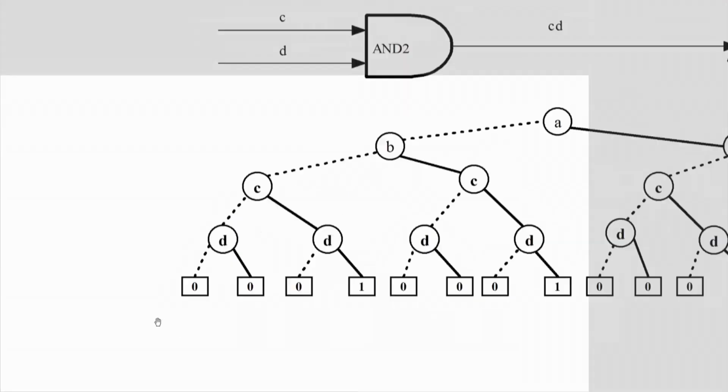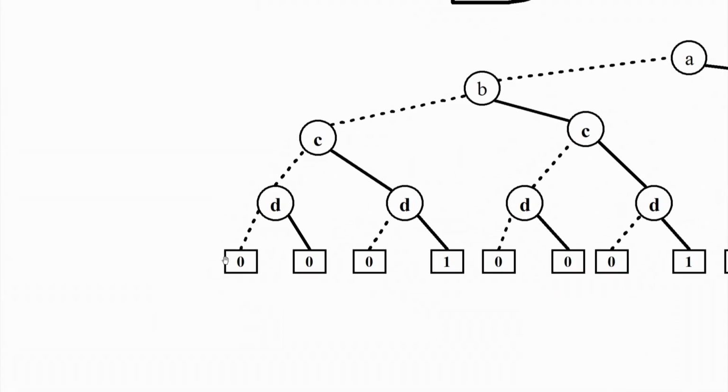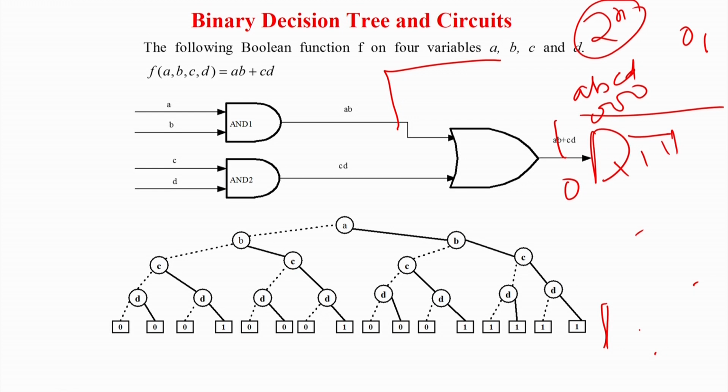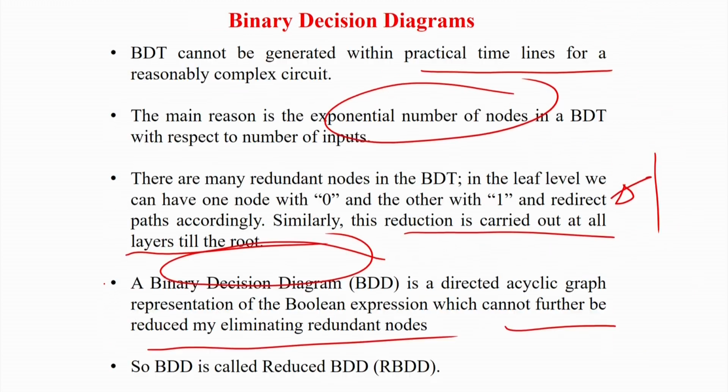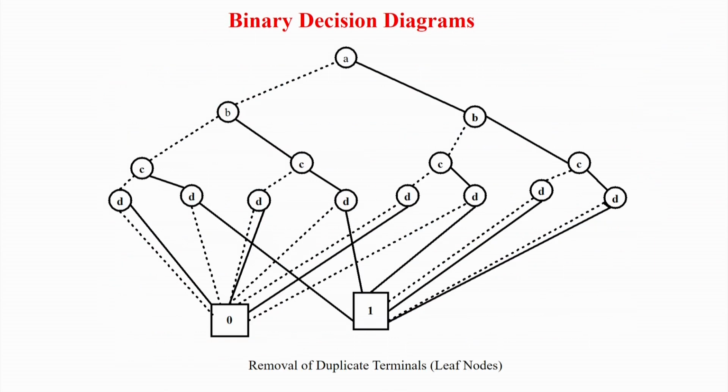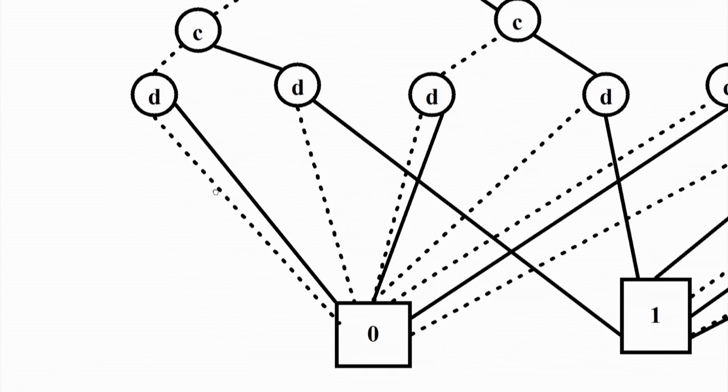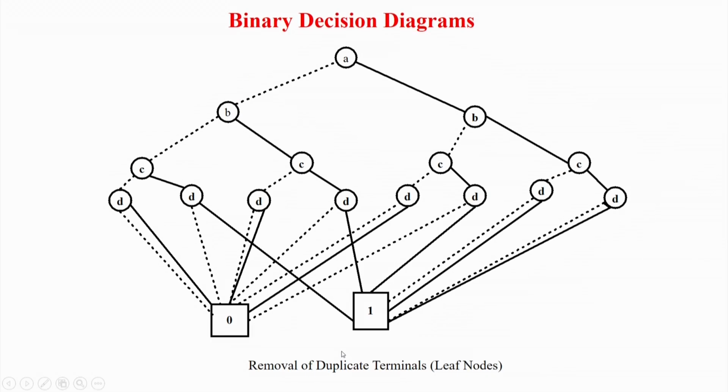Let us concentrate on this part. C equal to 0, D equal to 0 leads to 0, and C equal to 0, D equal to 1 leads to 0. We will see how it is reflected in the binary decision diagram. The left part, C0 D0 gives 0, C0 D1 also gives 0, that is this part. If you look at it, let us zoom in: C equal to 0, D equal to 0 is 0, and C equal to 0, D equal to 1 is also 0. In the binary tree we would have had another node which is 0, basically this dotted line.